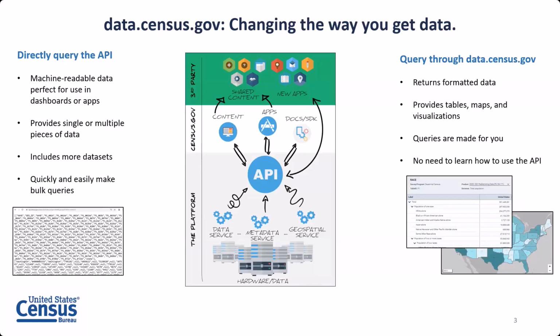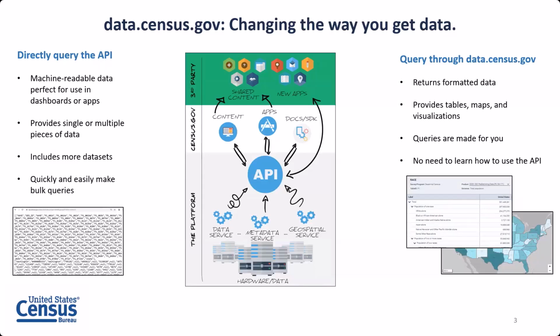So first, I wanted to just cover where exactly the data on data.census.gov is coming from. So that's coming from our application programming interface, or API. Some of you may be familiar with it, but that is where we pull the data from, our data services. It's coming from all different parts of the Census Bureau.